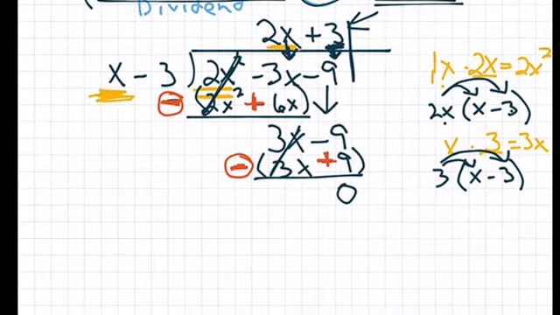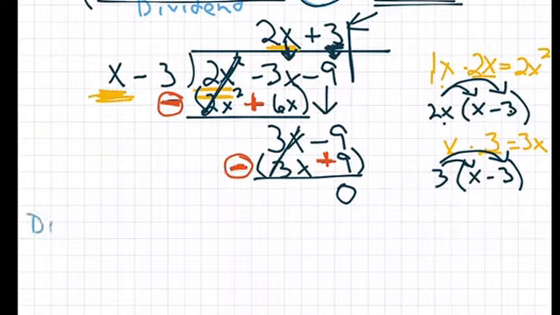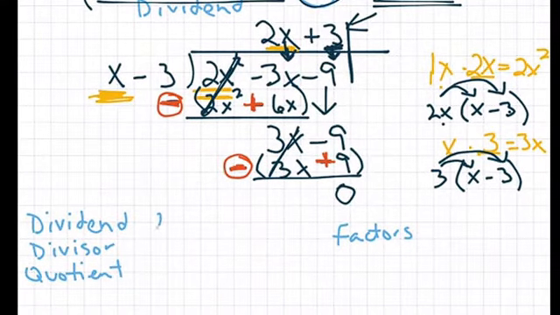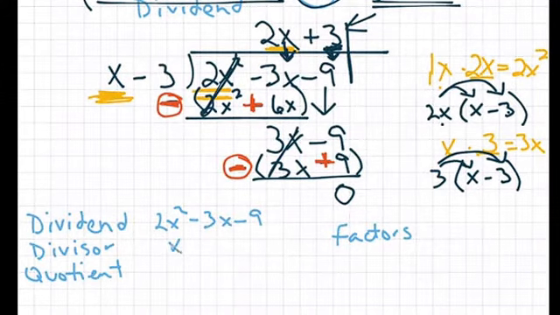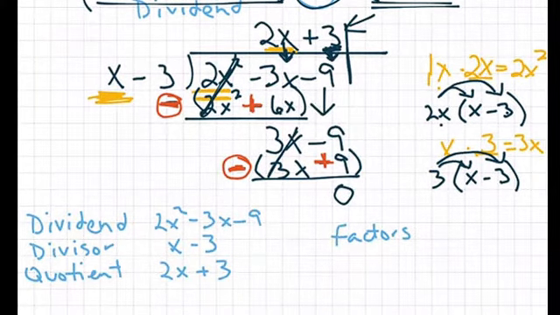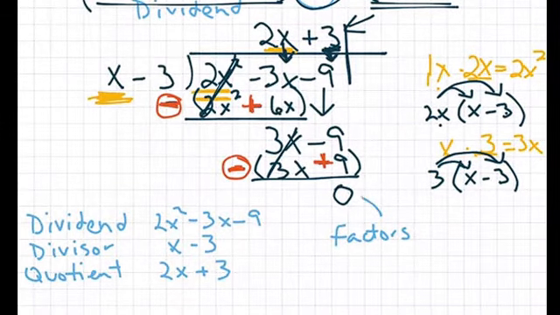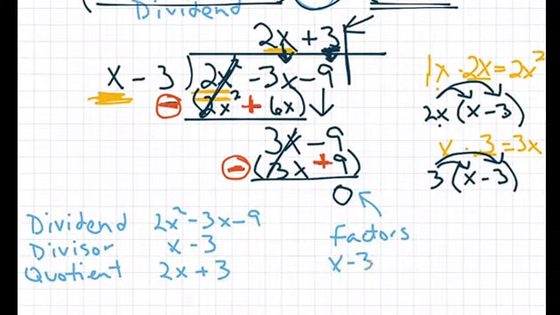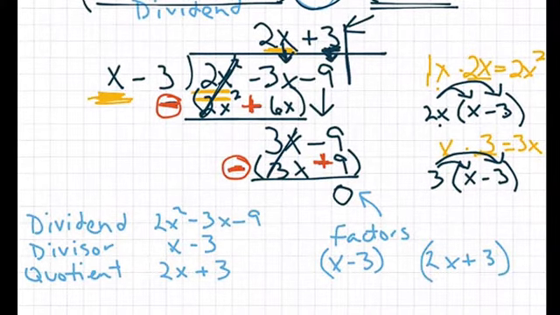I'm at the bottom of my page. So I have the dividend is 2x squared minus 3x minus 9. The divisor is x minus 3. My quotient is 2x plus 3. If you need to pause after each one of these to make sure you're seeing where they're coming from, please do. Because my remainder was 0, my factors are x minus 3 and 2x plus 3. That's my divisor and my quotient.